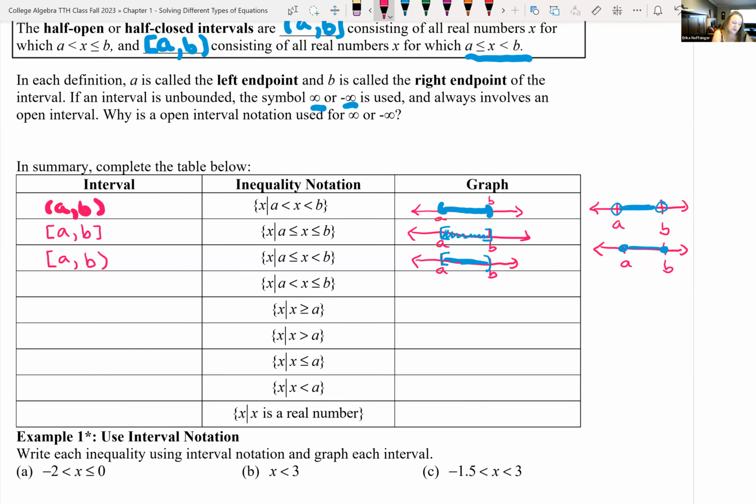The next interval notation we're going to do is for A is less than x is less than or equal to B. So A is not included, so we do parenthesis A, comma, B. B's included, so we put a bracket there. Starting at A, not including it, getting as close as we can, going to B and including it. So parenthesis on the left endpoint and a bracket on the right endpoint.